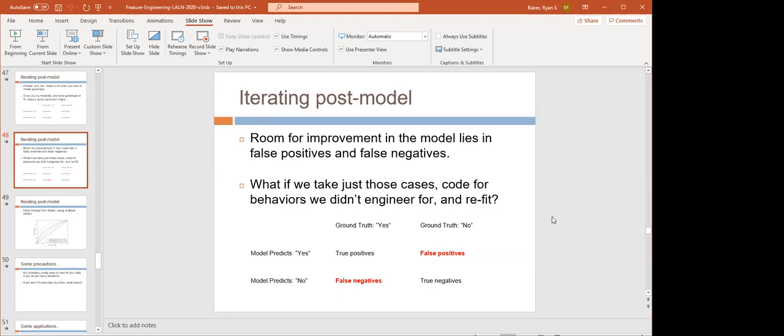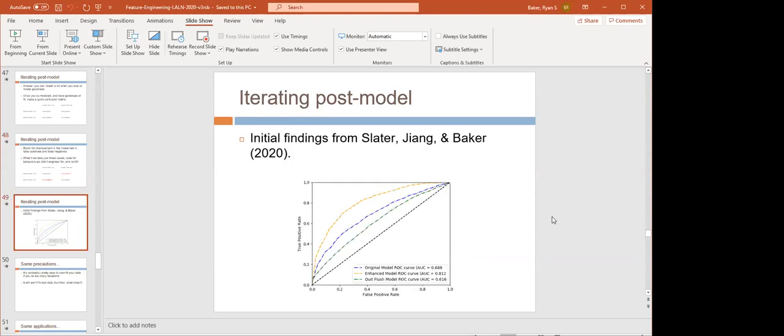What did this student do? What features can we build out of these specific cases in order to improve our model performance? And so we tried this, and you can see the results of us trying this on the next slide here, with a couple caveats that we're going to be presenting on afterwards.